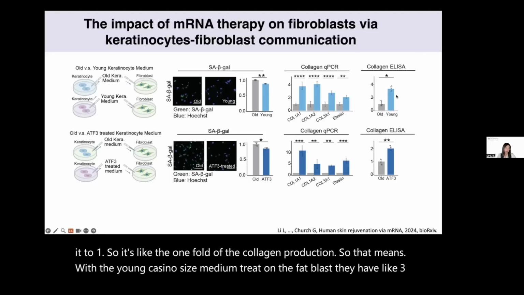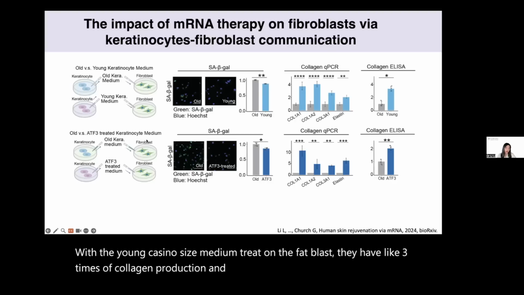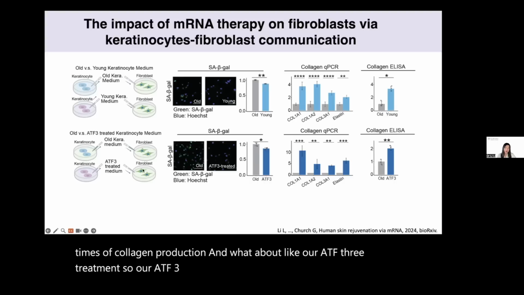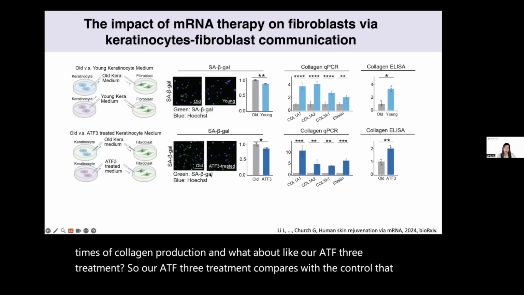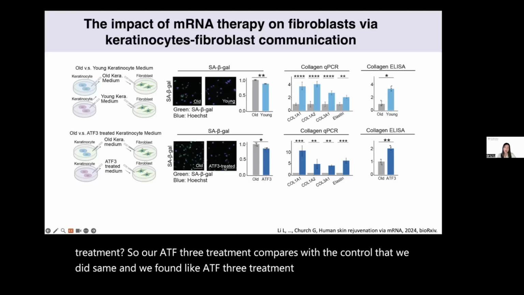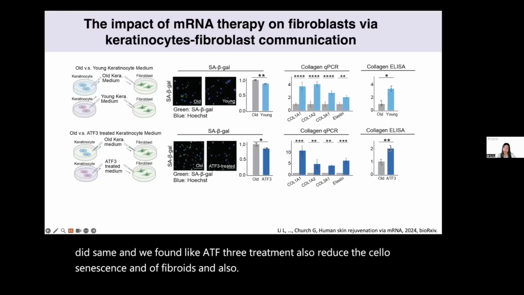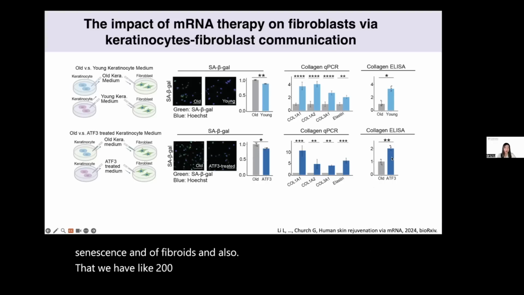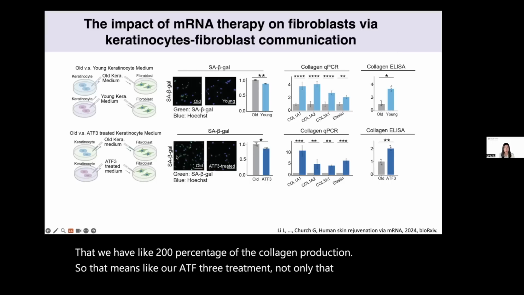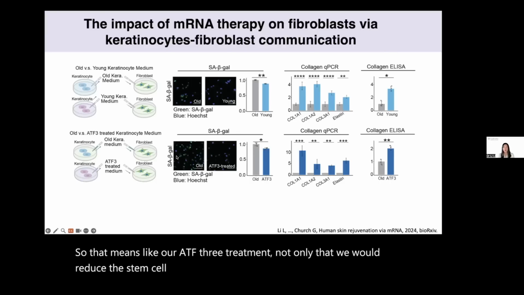And what about our ATF3 treatment? So our ATF3 treatment compared with the control that we did the same, and we found ATF3 treatment also reduced the cell senescence of fibroblast, and also we have 200% of the collagen production. So that means our ATF3 treatment not only reduces the cell senescence, but also boosted the collagen production in fibroblast around 200%.